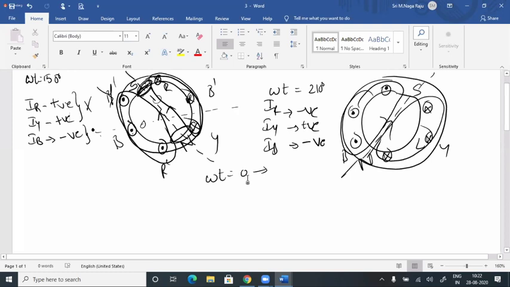Okay. So this is the physical proof of the rotating magnetic field, how the magnetic field is physically rotating. But we have a mathematical proof also, which we will discuss in the next class. Right now we don't have enough time. It takes some time.